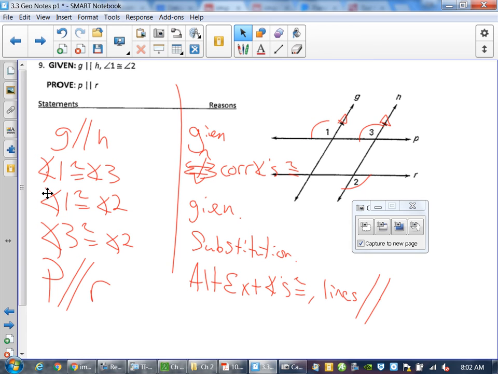Yeah, absolutely, and that's what I was saying. When I wrote this down and marked it, I saw, hey, 1 and 3 are corresponding. I just wanted to write that down right away. That's all. You can put it in any order. It's perfectly fine.